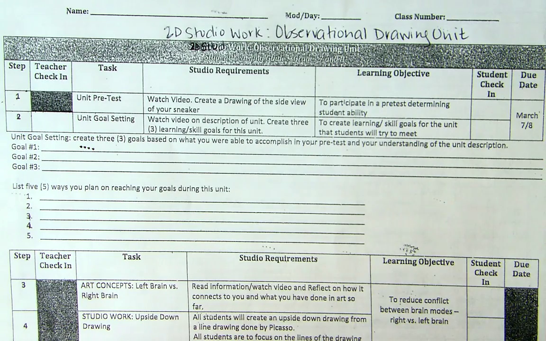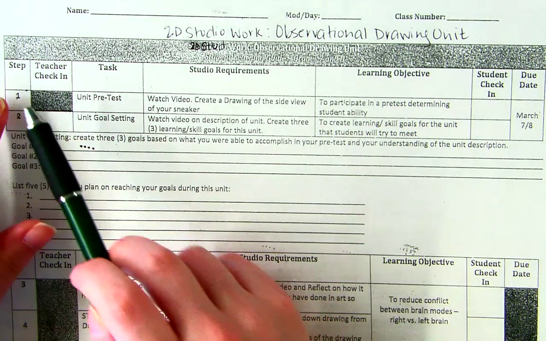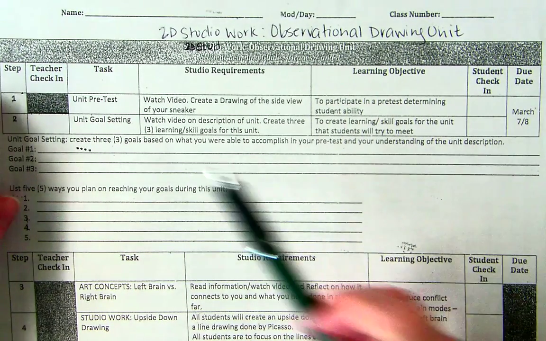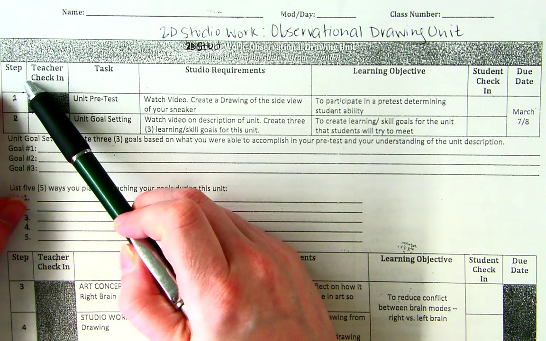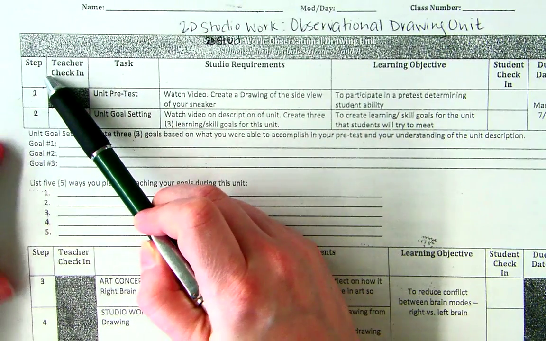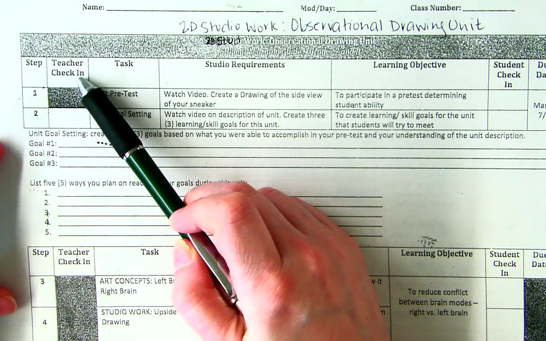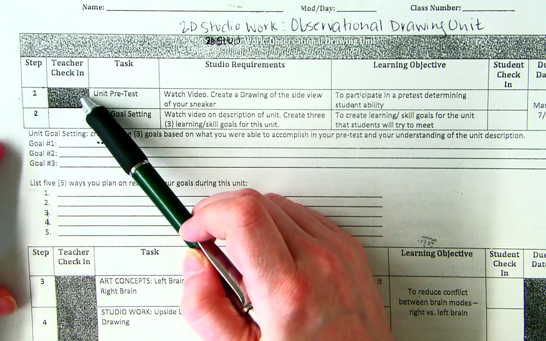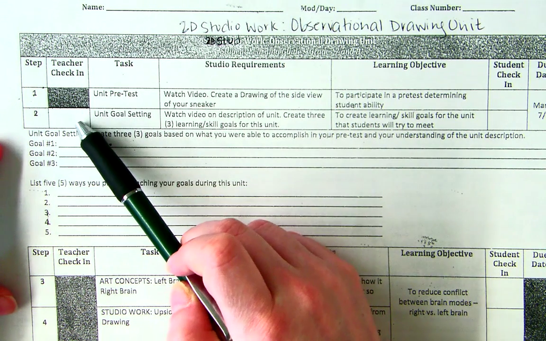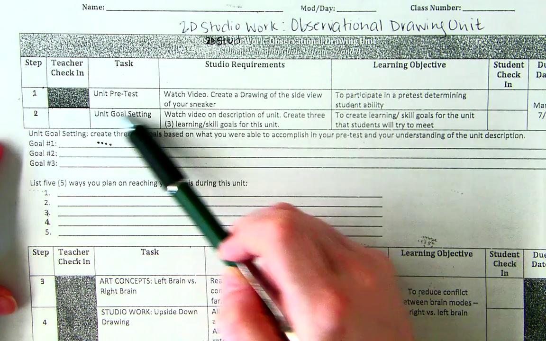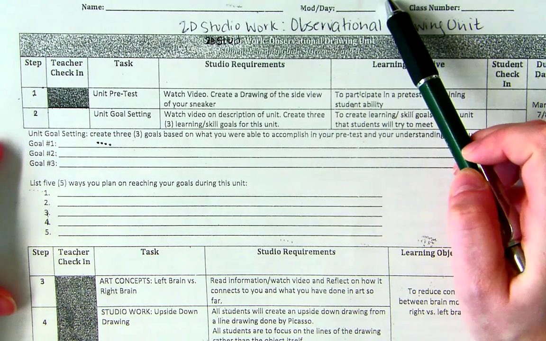So the first thing you're going to understand is how it's laid out. So from left to right, it tells you everything you need to know. The step that you're on, and underneath that is all of the numbers of each step. Teacher check-in. If it is colored in black, you don't need to show it to me after you finish. If it's blank, you need to show me everything from that row up.